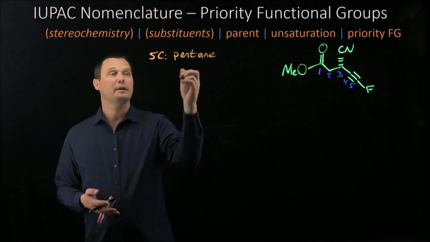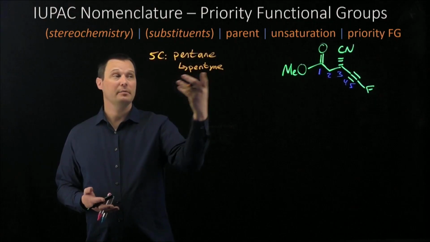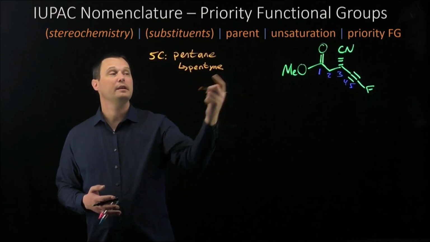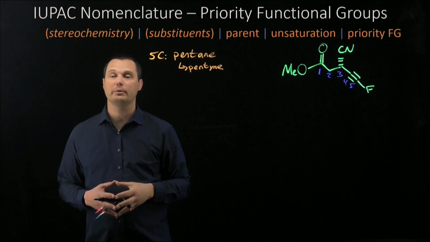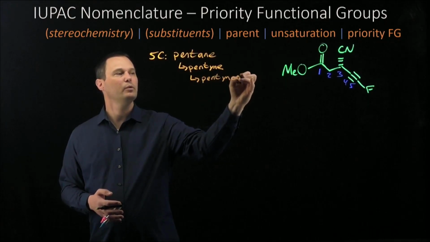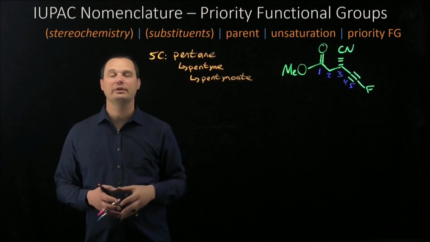But it's not going to be a pentane. Because of the triple bond in the molecule, it will be a pentyne, but it's not going to be a pentyne either. The ester is our highest priority functional group, and we need to update the end of the name to represent the priority functional group. For an ester, that means we update the end of the name to replace the E with an OATE syllable, pentynoate. Next, we list the substituents and their locations in the molecule.